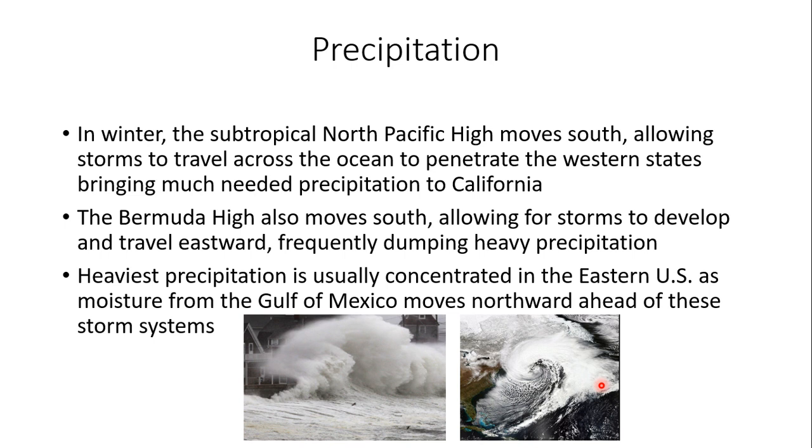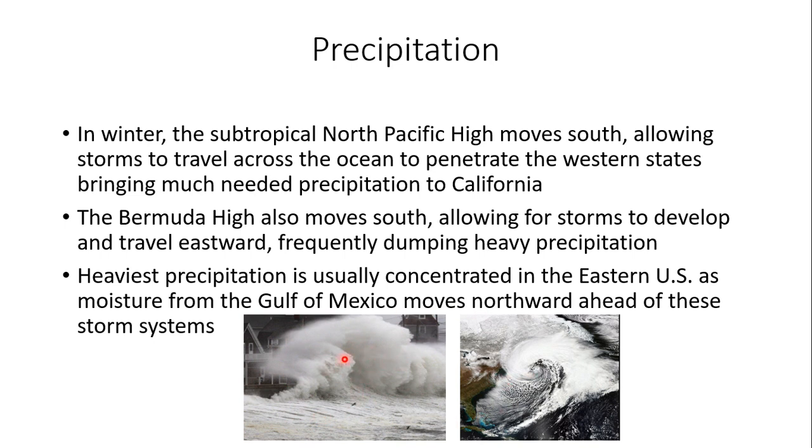Heaviest precip is usually concentrated in the eastern U.S. during the winter as moisture from the Gulf of Mexico gets pulled into an extratropical cyclone, and that moisture tends to move northward ahead of the storm system. These are some of the effects of nor'easters.